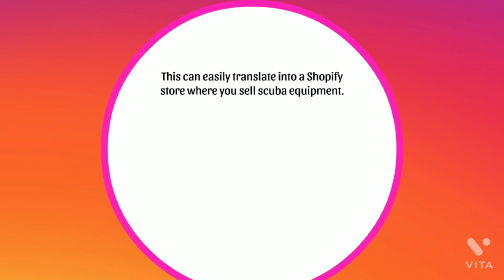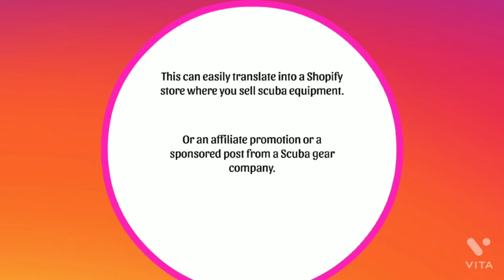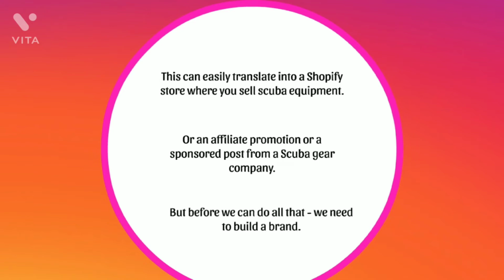You get to indirectly sell about things, because at the end of the day, people are going to want what you have. They feel, okay, if I have the same tools or equipment that you have as a scuba diver, or as whatever you're trying to do as a lifestyle brand, they're more likely to buy it, right? So it can be a Shopify store, it can be an affiliate promotion, it can be a sponsored post from a scuba gear company, which we'll talk more about later down the road. But before you can do all of that, you need to have a brand. You need to have the ability to create a lifestyle, right?